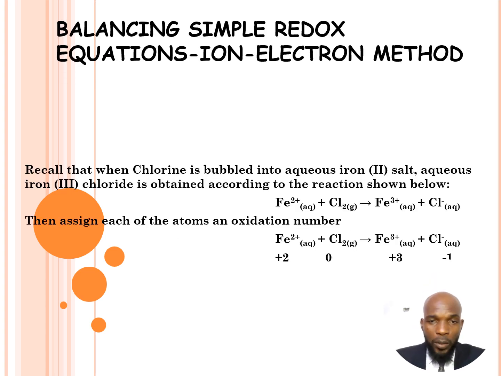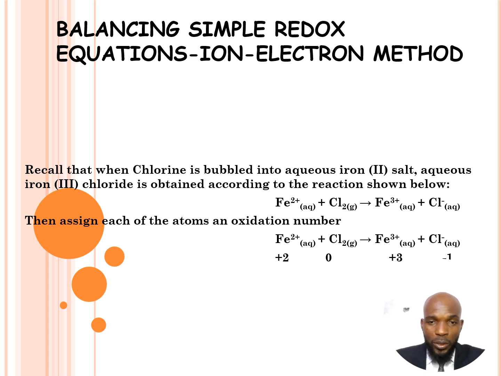Today I'll be talking about the ion-electron method of balancing redox equations. You recall that when chlorine is bubbled into aqueous iron salt, aqueous iron 3 chloride is obtained according to the reaction shown below. That is iron 2 ion plus chlorine gas to give you iron 3 ion plus chloride ion.